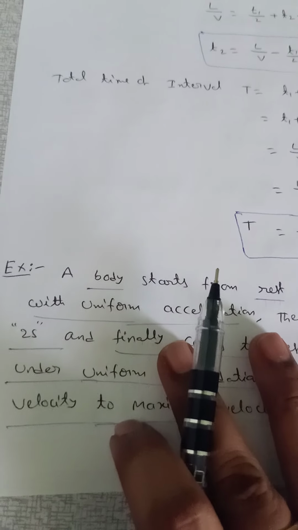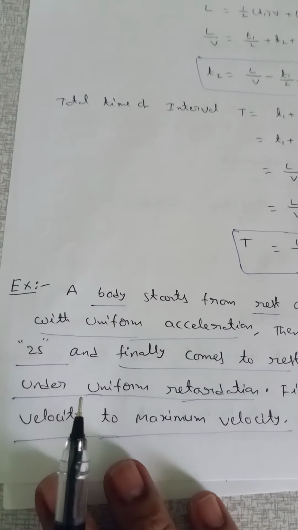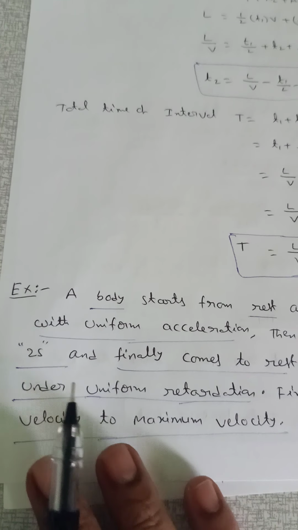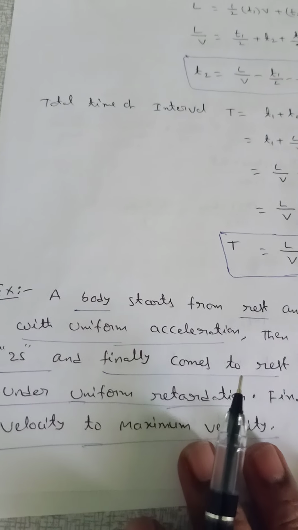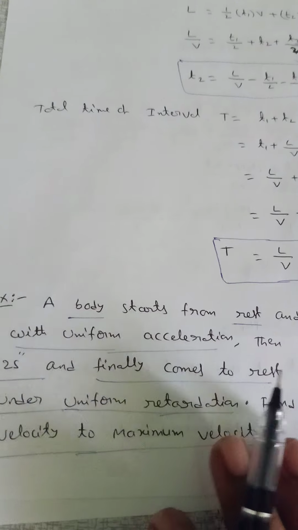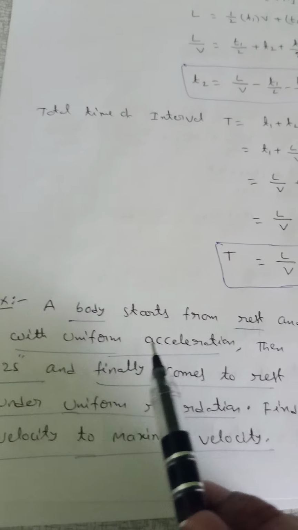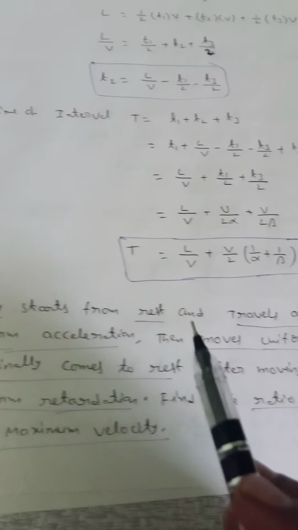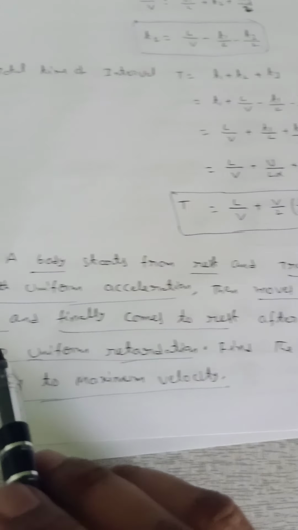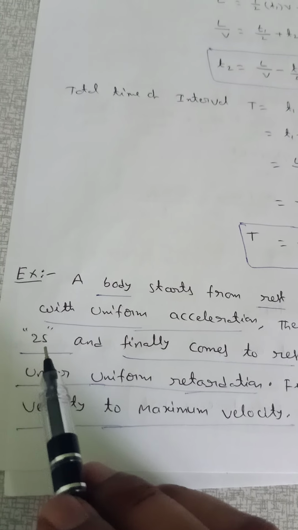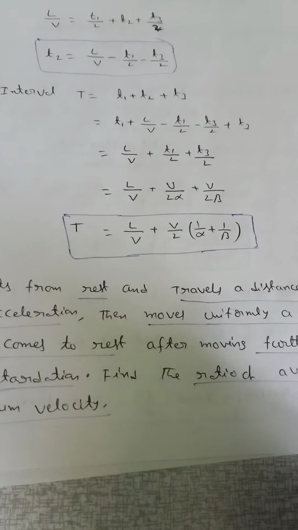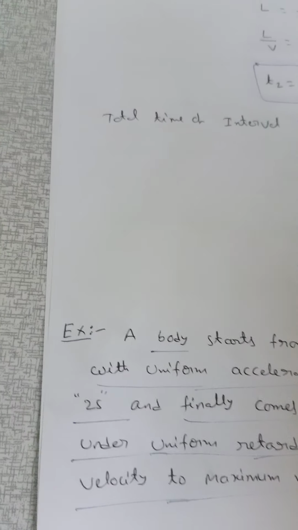In this case, the time values are the unknown values. The average velocity means the total displacement by total time. First of all, we calculate the time intervals: the uniform acceleration takes time interval t1, the uniform motion takes time interval t2, and the uniform retardation takes time interval t3.